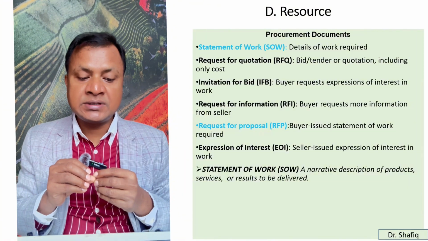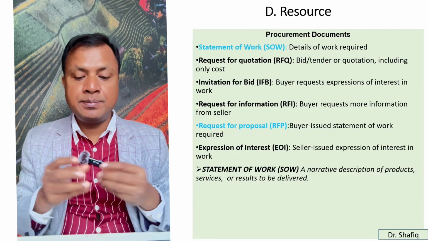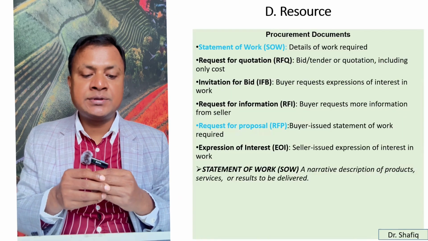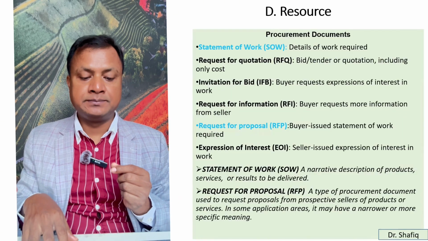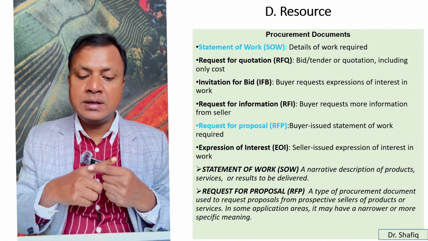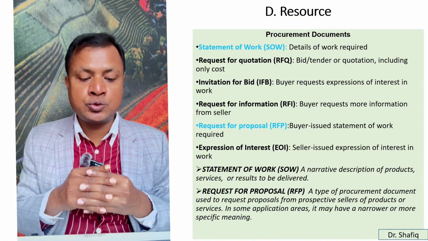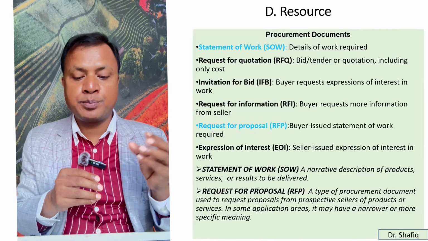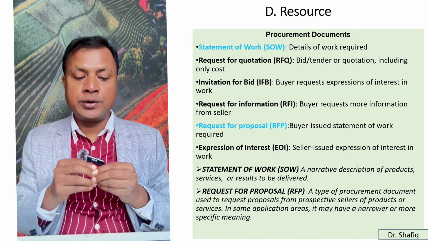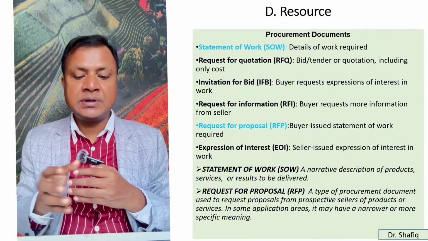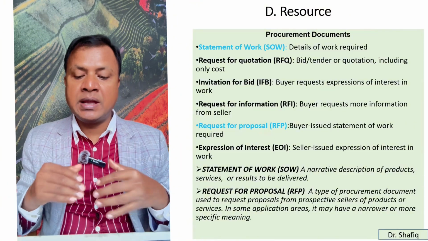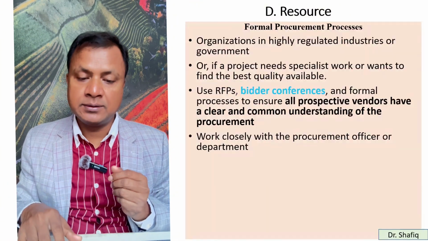So what is statement of work? It's a narrative description of products, services or results to be delivered. And what is RFP? Request for proposal. It's a type of procurement document used to request proposals from prospective sellers of products or services. In some application areas, it may have a narrower or more specific meaning.